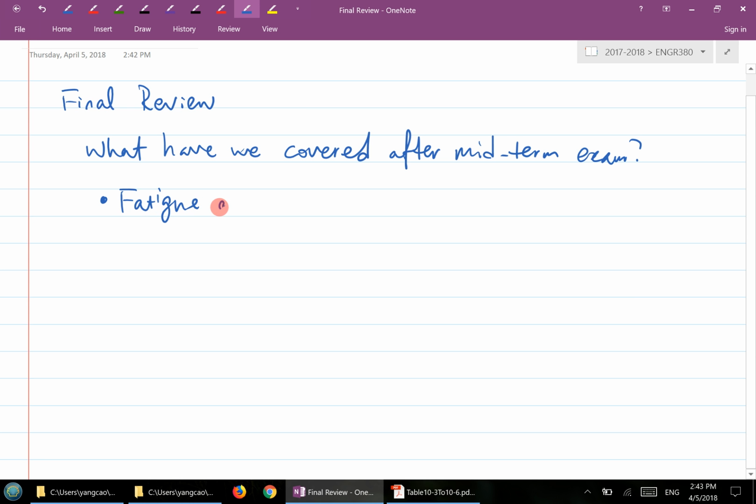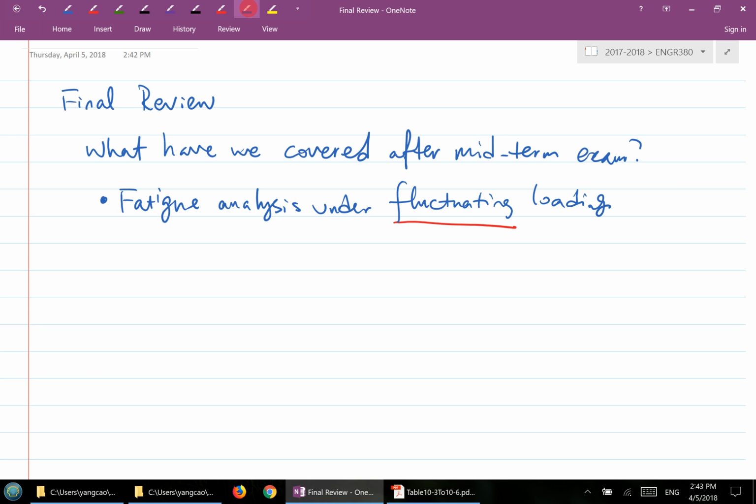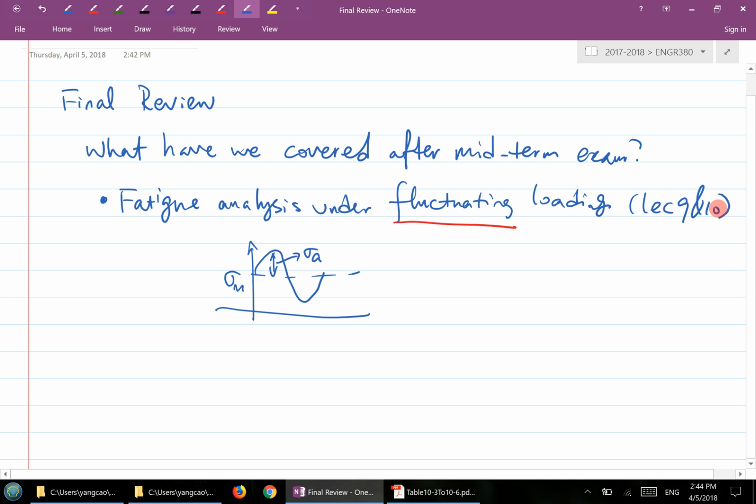Okay, so we look at fatigue analysis under fluctuating loading. The keyword is fluctuating. When you see fluctuating, what sort of a sinusoid will jump into your mind, right? It's the most general type of loading. You have a mean value, you have a sigma A value, right? I'll talk about that in a little more detail here. Now this is your lecture 9 and 10 from my progress of the lecture notes.